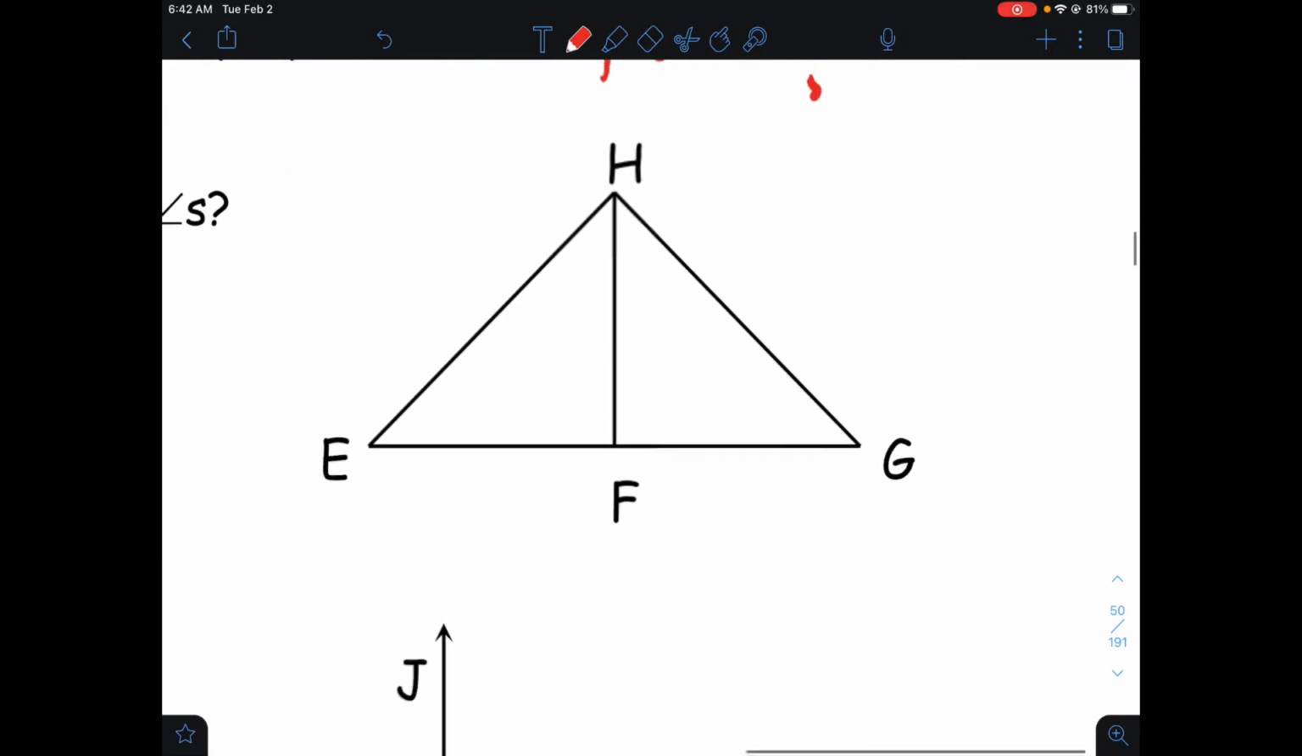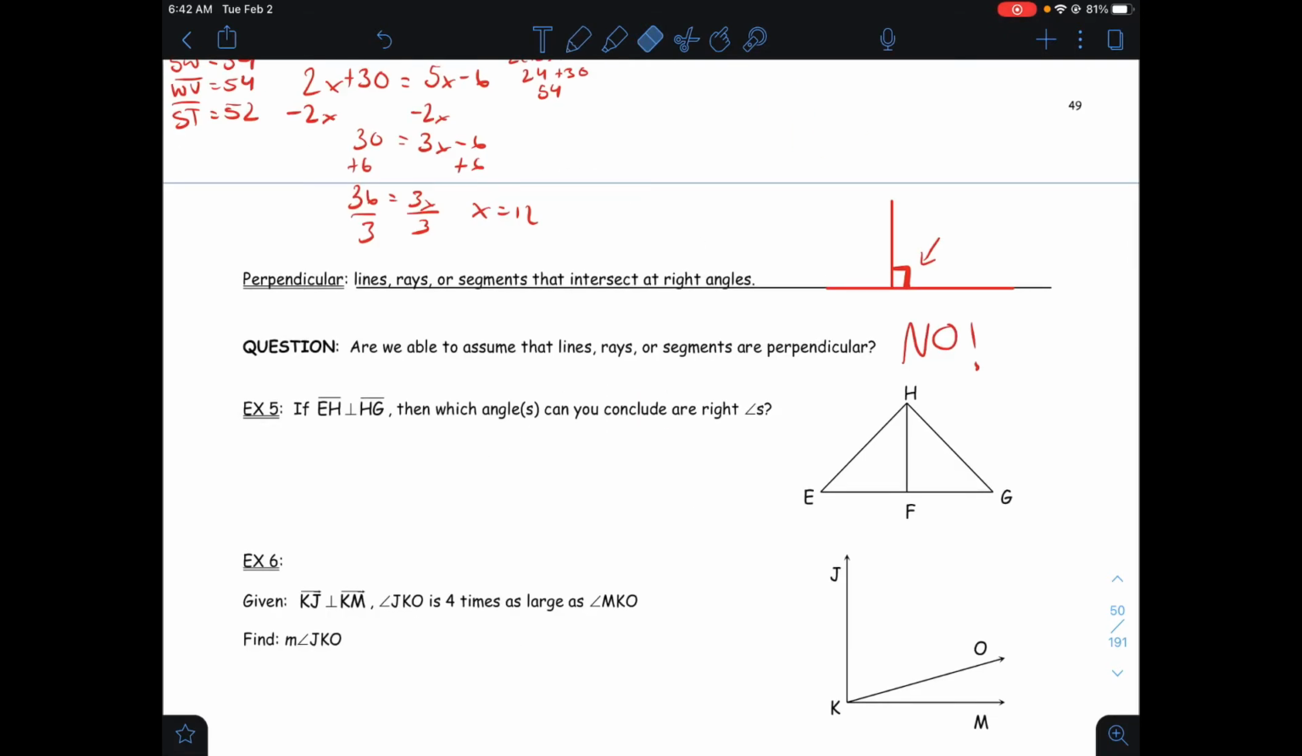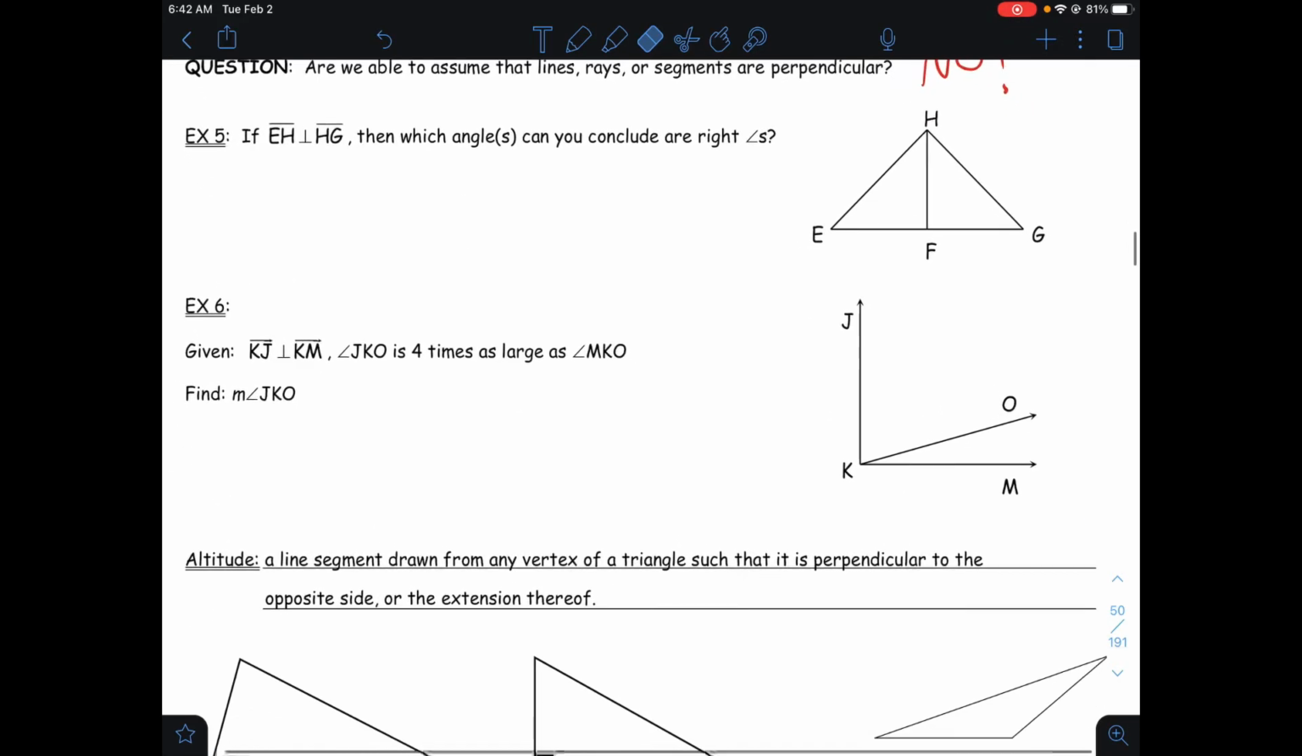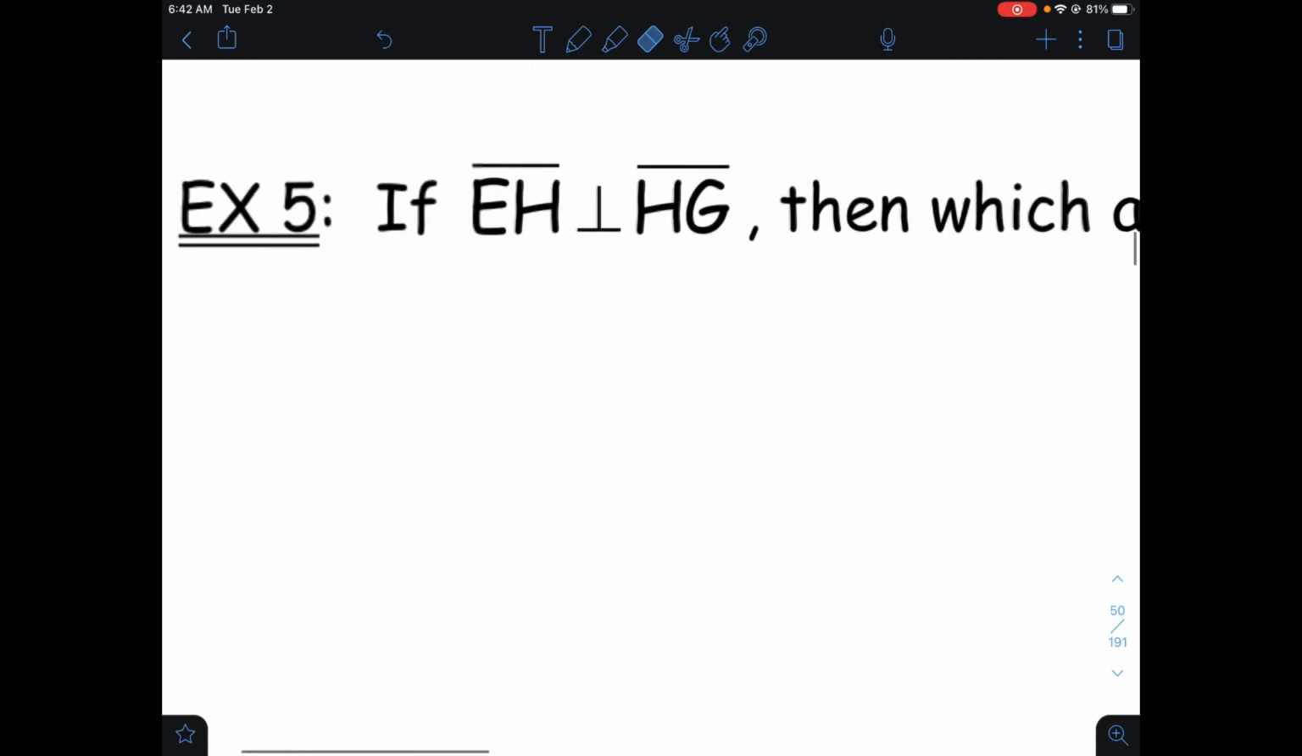Like if I was given no information on this, I couldn't just say, oh, that looks like a right angle, I'm going to put a right angle mark in there. Well, I don't know, maybe it's 89 degrees. It might be close to 90 degrees, but may not quite be 90 degrees. So you need to either be flat out told, or you have to be able to draw that conclusion from the information given. So here for example 5, it says if EH, and this is actually a new symbol that we're learning here. This is the perpendicular symbol.